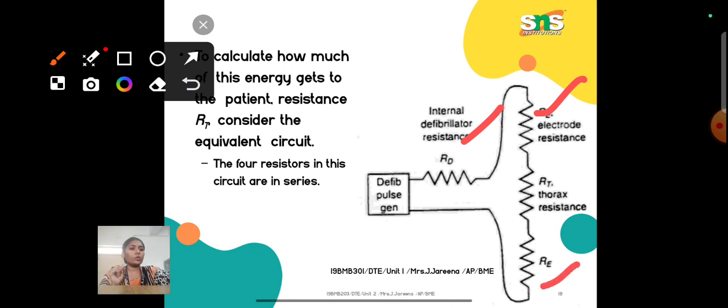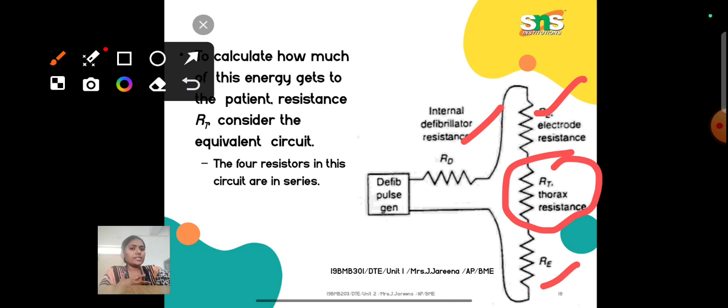One is here and another one is here, and one more resistance is there, that is the thorax part, where we apply the energy. If you are placing the paddles over the chest, that is the thorax, the skin lying under the electrode will also have some resistance property. So when crossing this resistance, there will again be some energy drop.